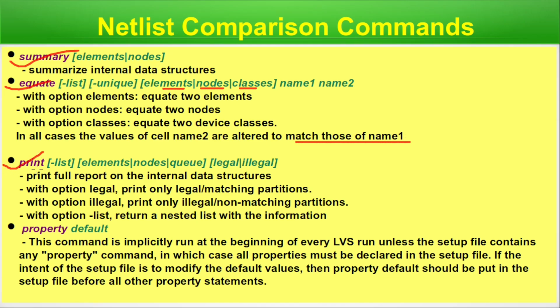Print commands are there. But there are also options elements, nodes, queue, legal, illegal. Print full report on the internal data structure; with option legal, print only legal or matching partitions. And with option illegal, print only illegal or non-matching partitions. With option list, return a nested list with the information.